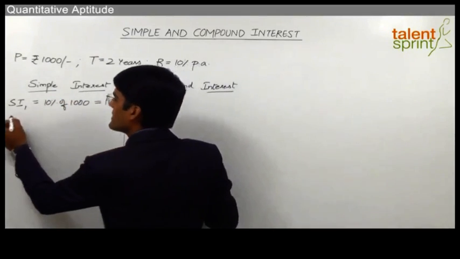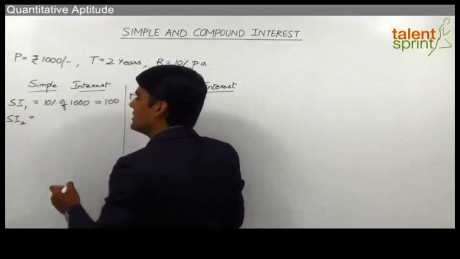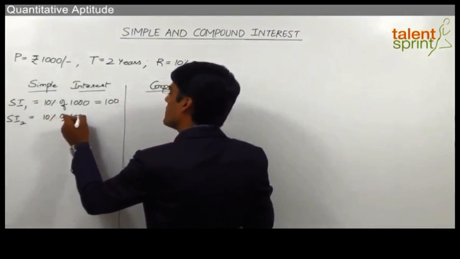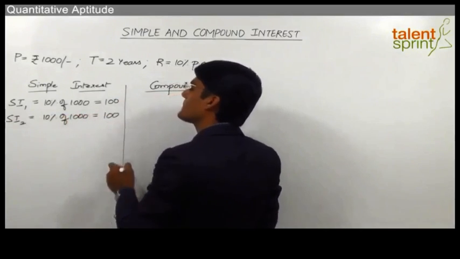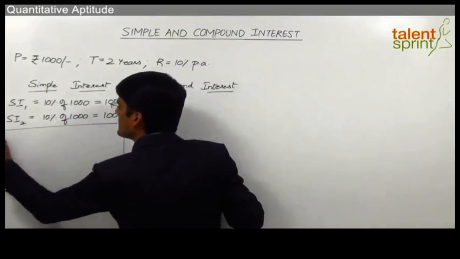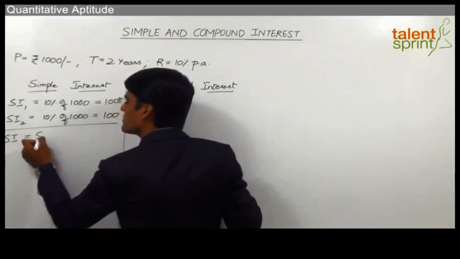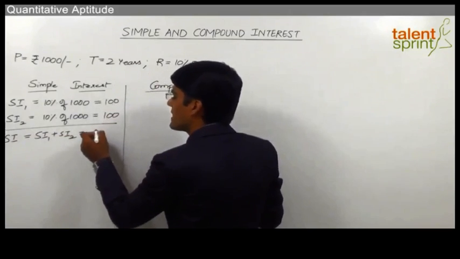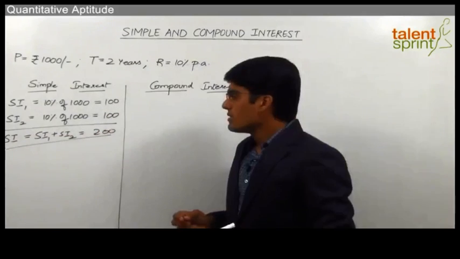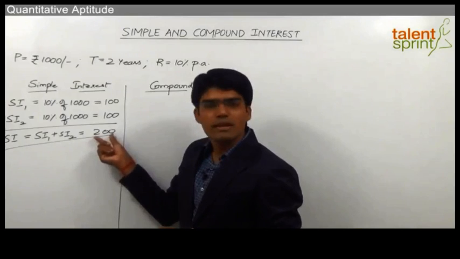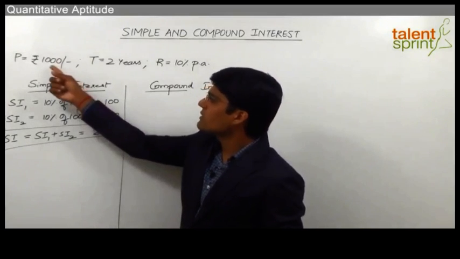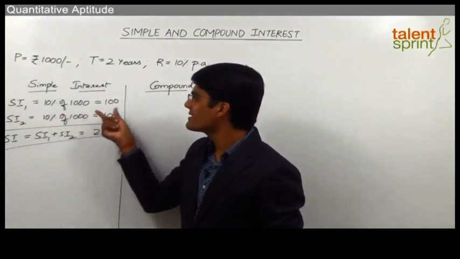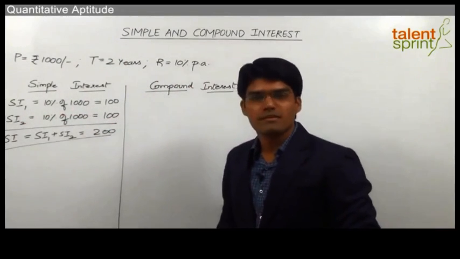Let us now calculate the simple interest for the second year. Now, even for the second year, the simple interest will be 10% of the principal amount, that is equal to 100 rupees. Now, if you find out the total interest here, total simple interest will be equal to simple interest of the first year plus that of the second year, which comes out to be 100 plus 100, 200 rupees. So we can understand that the borrower has to pay 200 rupees for borrowing 1000 rupees for a period of 2 years at 10% per annum. Why? Because interest for the first year is 100 and for the second year also is 100 rupees.